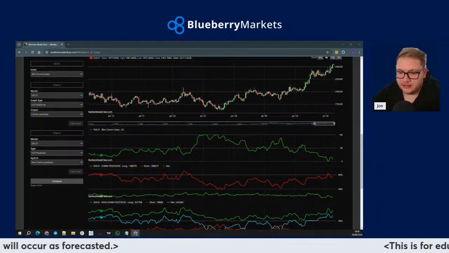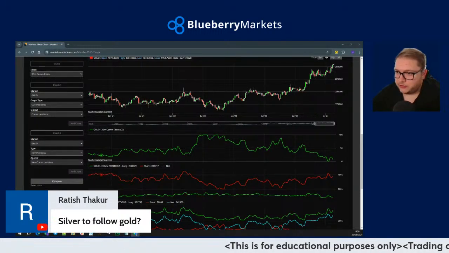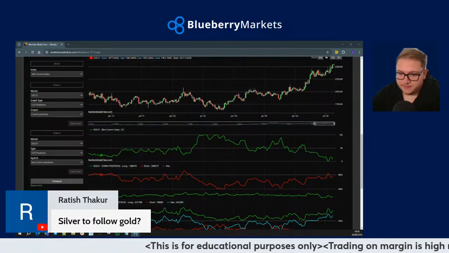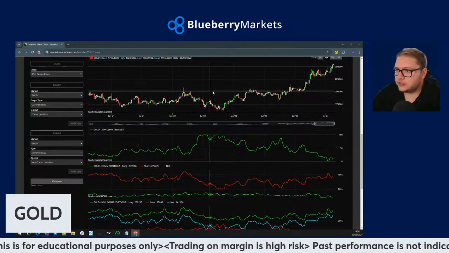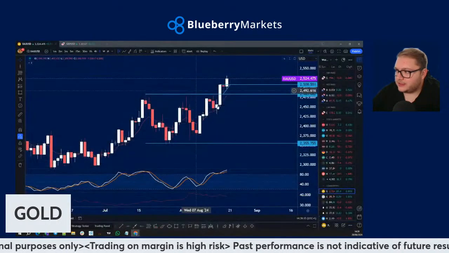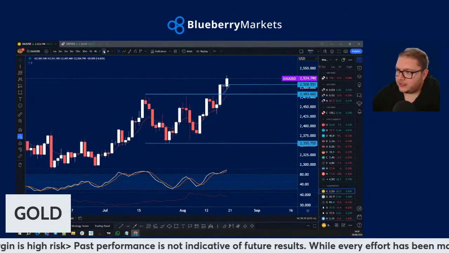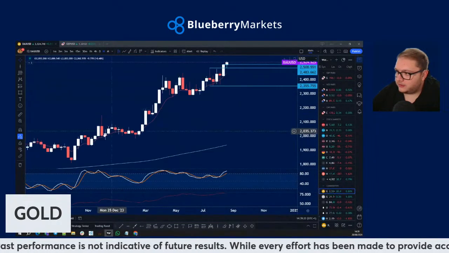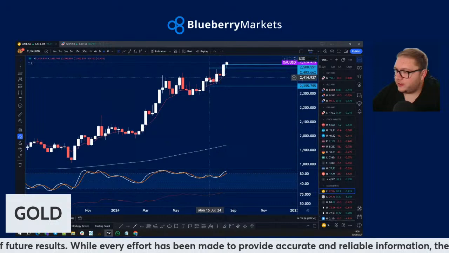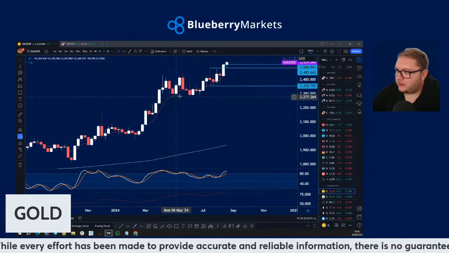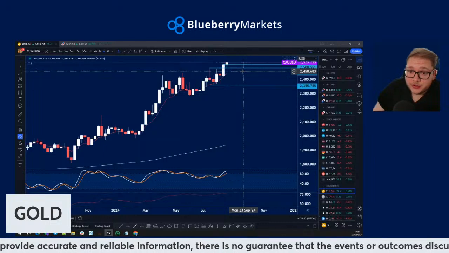Ratish, you make a very good point here. Silver to follow gold. Yeah, I think the same, right? I think silver will potentially follow gold, and we'll have a little look at that in a second. But look at this price action. You don't really want to go against that on the weekly chart. This has just been on a ridiculous bull run on the weekly chart. So yeah, I like the idea of price continuing to trade higher.